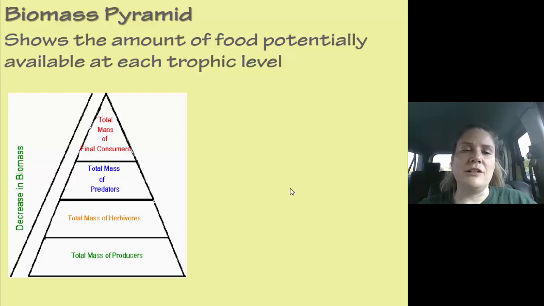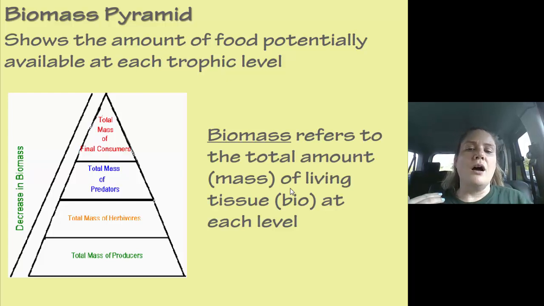Okay, there's another kind of pyramid called a biomass pyramid. So bio means life, mass means mass, okay? So how much space it takes up. And so that's volume, but how much mass, how much substance there is there, how much matter there is there. So what it really shows is the amount of food potentially available at each trophic level.